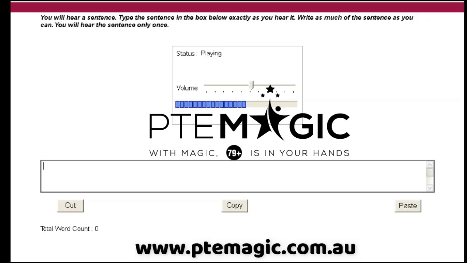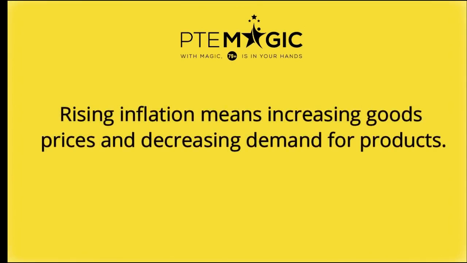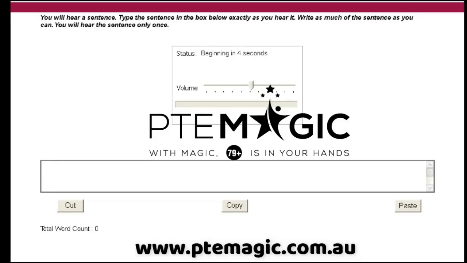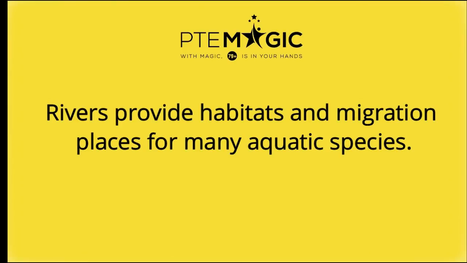Rising inflation means increasing goods prices and decreasing demand for products. Rivers provide habitats and migration places for many aquatic species.